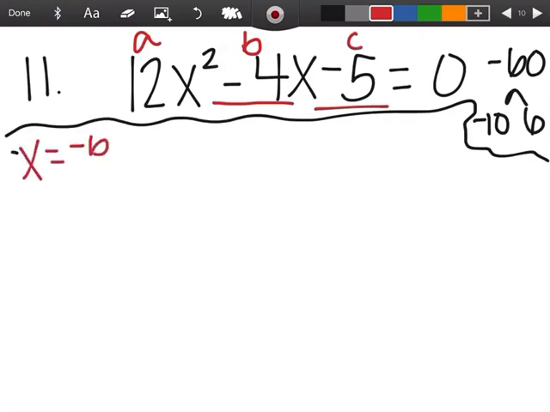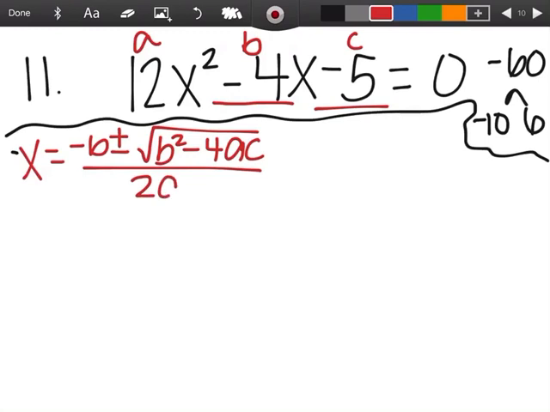So I think I'll write down the formula for the first one. Negative B plus or minus the square root of B squared minus 4AC all over 2A. There are all sorts of songs on the internet to help you memorize the quadratic formula. So x equals negative b, or the opposite of b. So if b is negative 4, then what's going to go in the formula first is positive 4, plus or minus the square root of b squared.